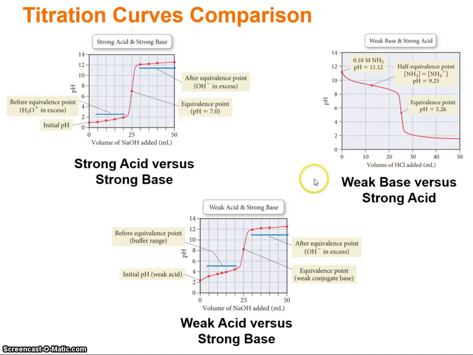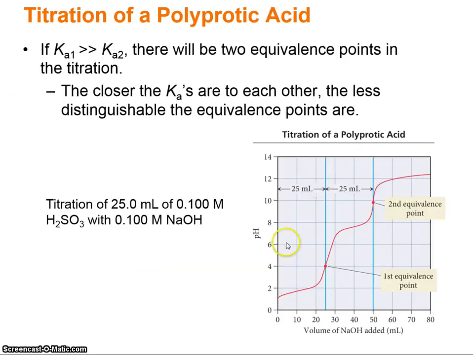What if I've got a polyprotic acid? Well, a polyprotic acid is going to have more than one Ka, and there's therefore going to be 2 equivalence points in the titration, or more, depending on how many removable protons we've got. The closer the Kas are to each other, the less distinguishable those equivalence points are. But they're going to happen at the same number of added milliliters of titrant. Right, so it's going to take me 25 milliliters to reach the first one, and 25 milliliters to reach the second one. If it was triprotic, there'd be a third titration break at an additional 25 milliliters.